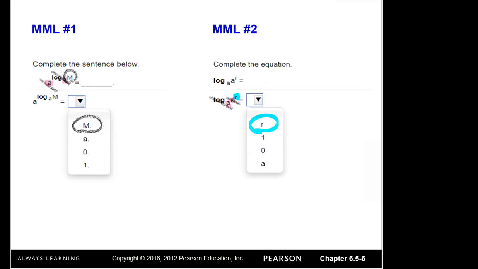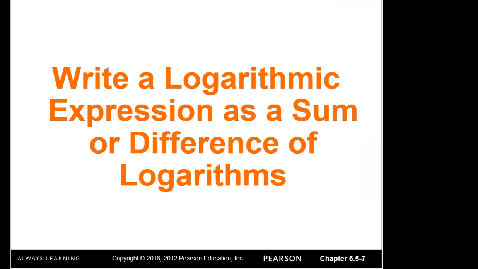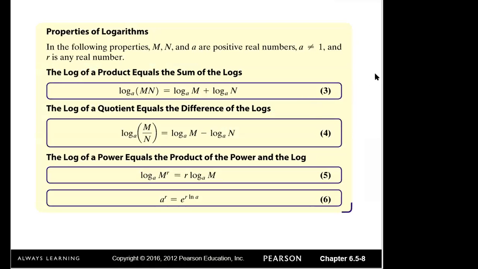All right, so much for those logarithm properties. We got some more. There's more properties that we will use to write logarithmic expressions as sums or differences of logarithms. And there are 1, 2, 3, there's 4 of them here. So 1 and 2 were on previous slides. Now we got 3, 4, 5, and 6.